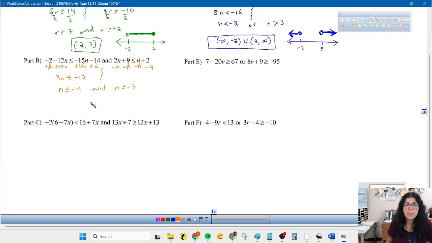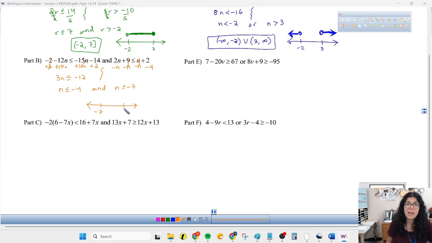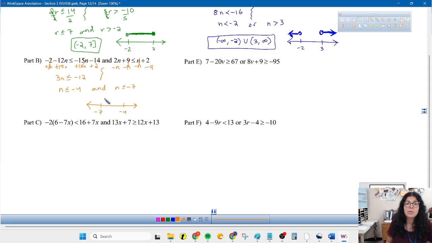So if we're thinking about the numbers that are both less than or equal to -7 and less than or equal to -4, those would be the numbers that are less than or equal to -7. Because all of the numbers that are less than or equal to -7 are included in less than or equal to -4, but not all of the numbers that are less than or equal to -4 are included in less than or equal to -7. So the solution here is just -infinity to -7, with a closed bracket on -7, since -7 is included.